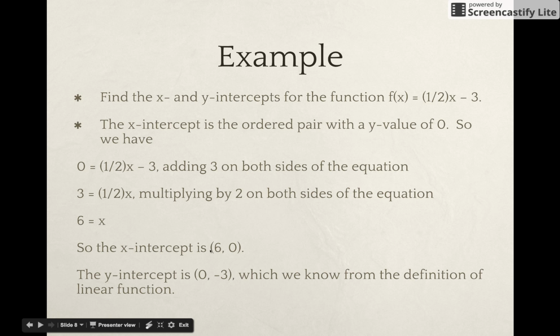So then the x-intercept is the ordered pair 6, 0. The y-intercept is the ordered pair 0, -3. And we know that from the definition of a linear function, f of x is mx plus b, where b is the y-intercept.